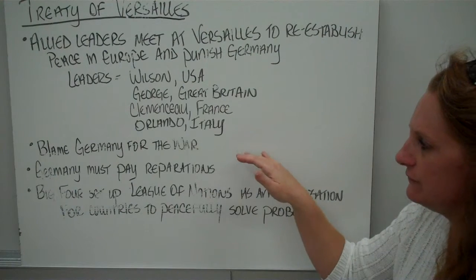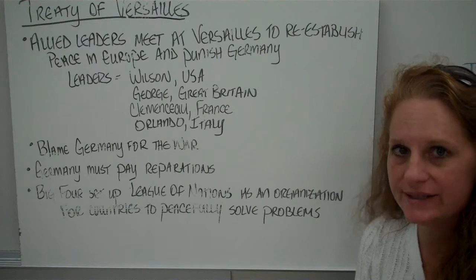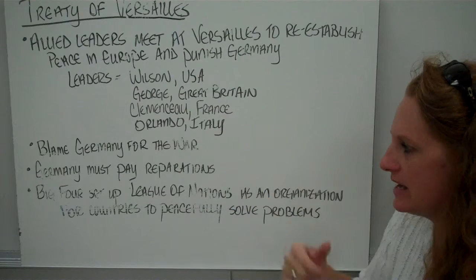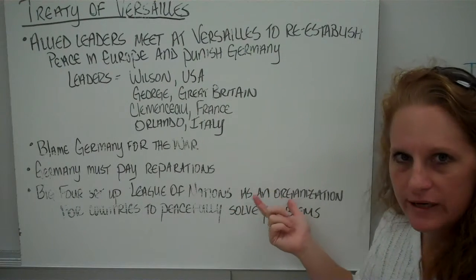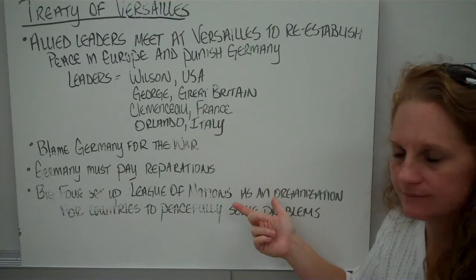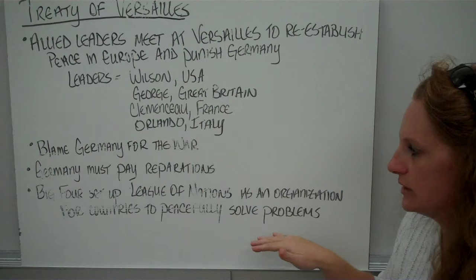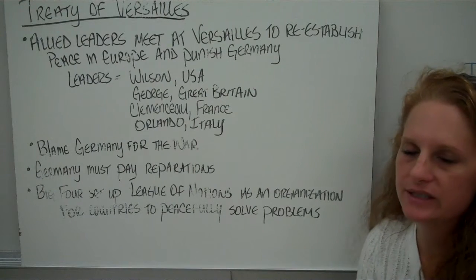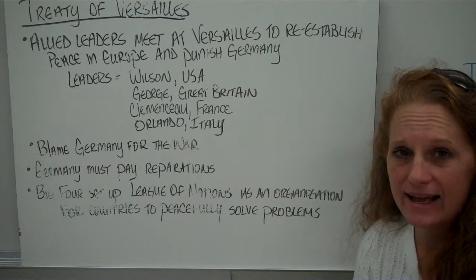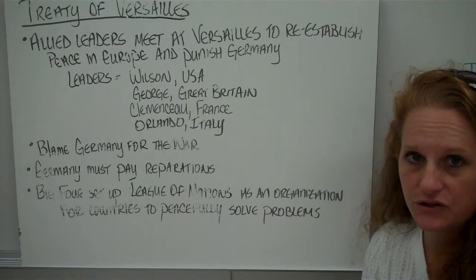They blame Germany for the war officially, even though, if you'll remember, Germany did not start the war. And Germany has to pay reparations. Reparations are paying for the damages caused during the war. The Big Four set up the League of Nations as an organization for countries to peacefully solve problems. It's a great idea in theory, and it's a forerunner of what will become the United Nations.